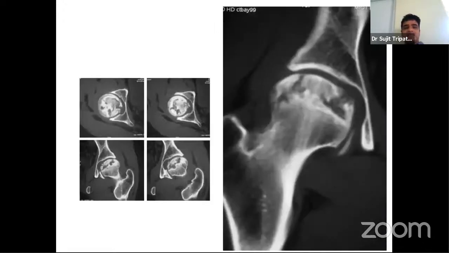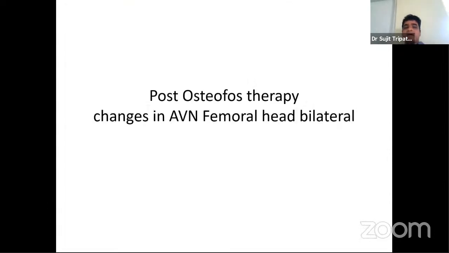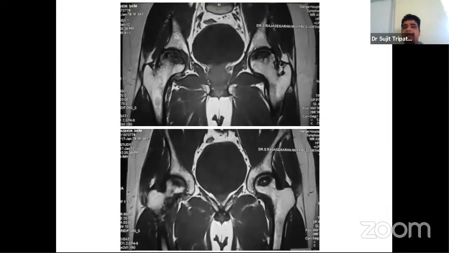And just see, this is the pre-bisphosphonate therapy X-rays and CT scan. You can clearly see that it has collapsed on both the sides. Right hip is also collapsed, left hip is also fragmented and collapsed. But see the changes after 1 year of alendronate therapy, who has received 70 milligram every week. And this is the improvement. Everything has healed up. And if you see the MRI, actually the contour of the femoral head is restored.